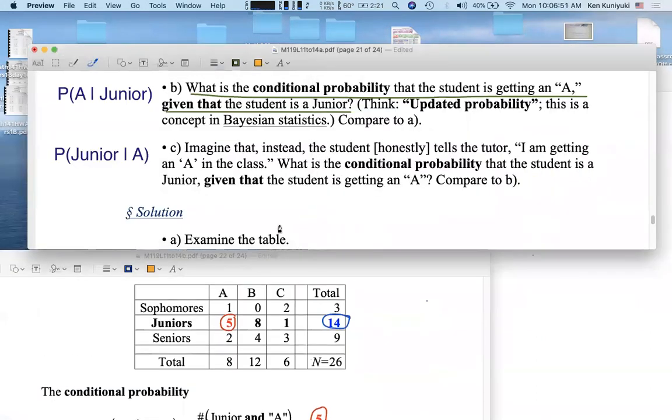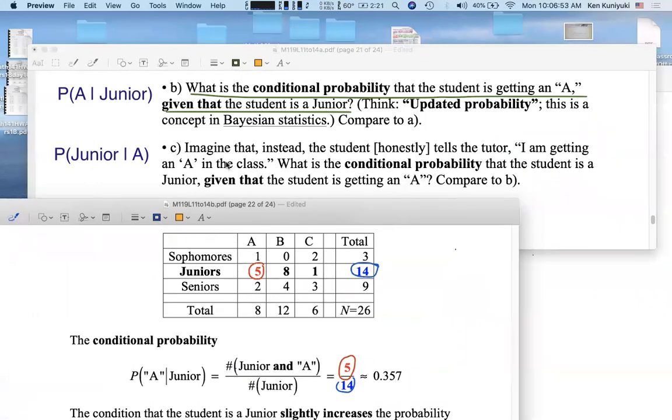Now, what about the probability of junior given A? Imagine that the student tells the tutor, hey, I'm getting an A in the class. What is the conditional probability that the student is then a junior?